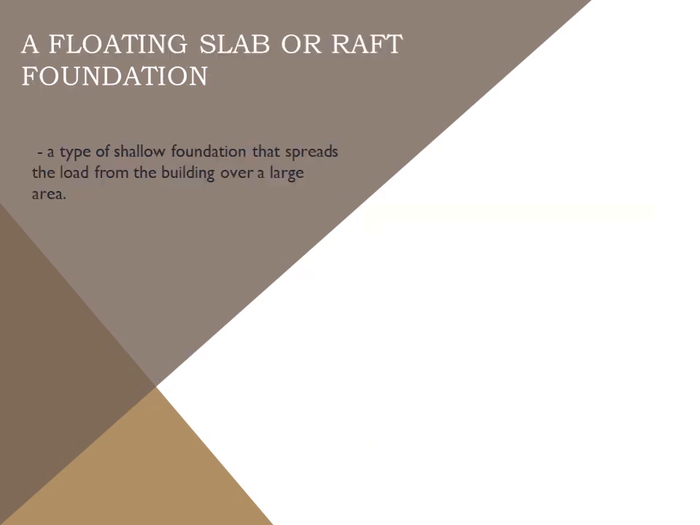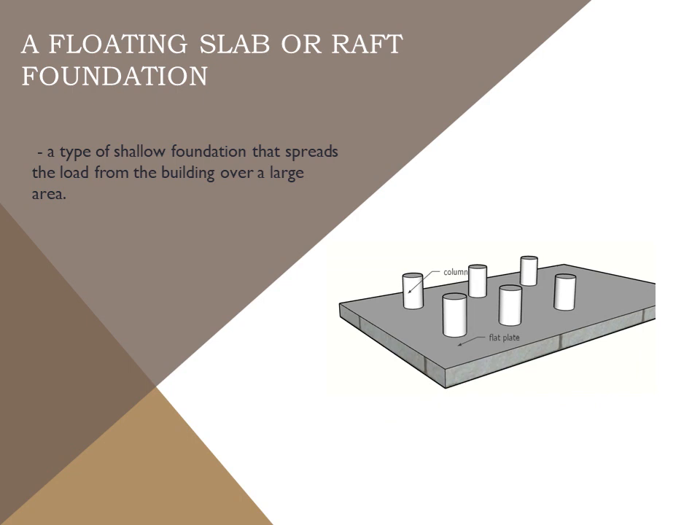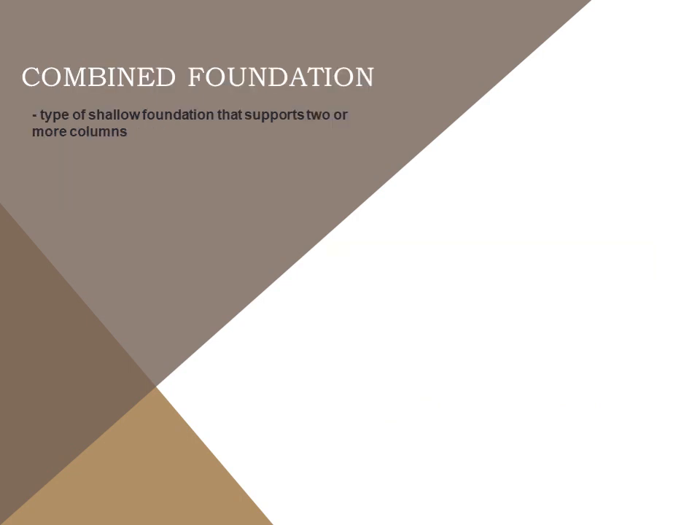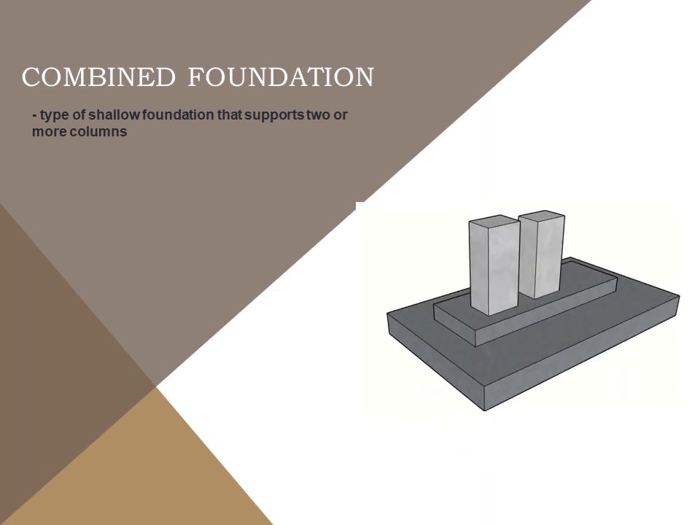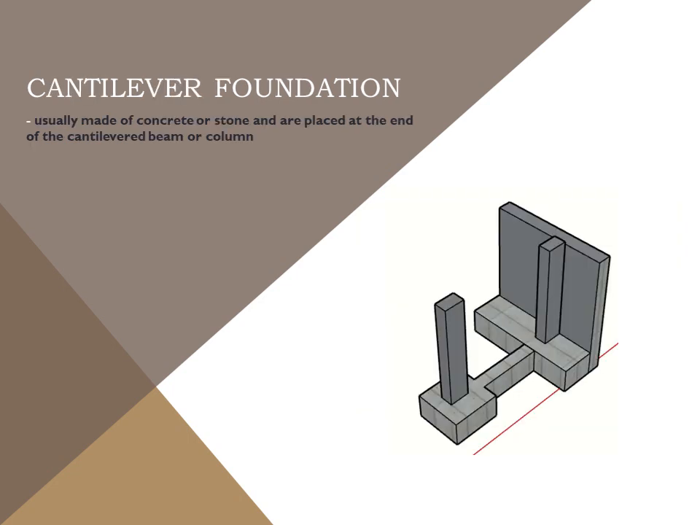Floating slab or raft foundation: a type of shallow foundation that spreads the load from the building over a large area. Combined foundation: a type of shallow foundation that supports two or more columns. Cantilever foundation: usually made of concrete or stone and placed at the end of the cantilever beam.